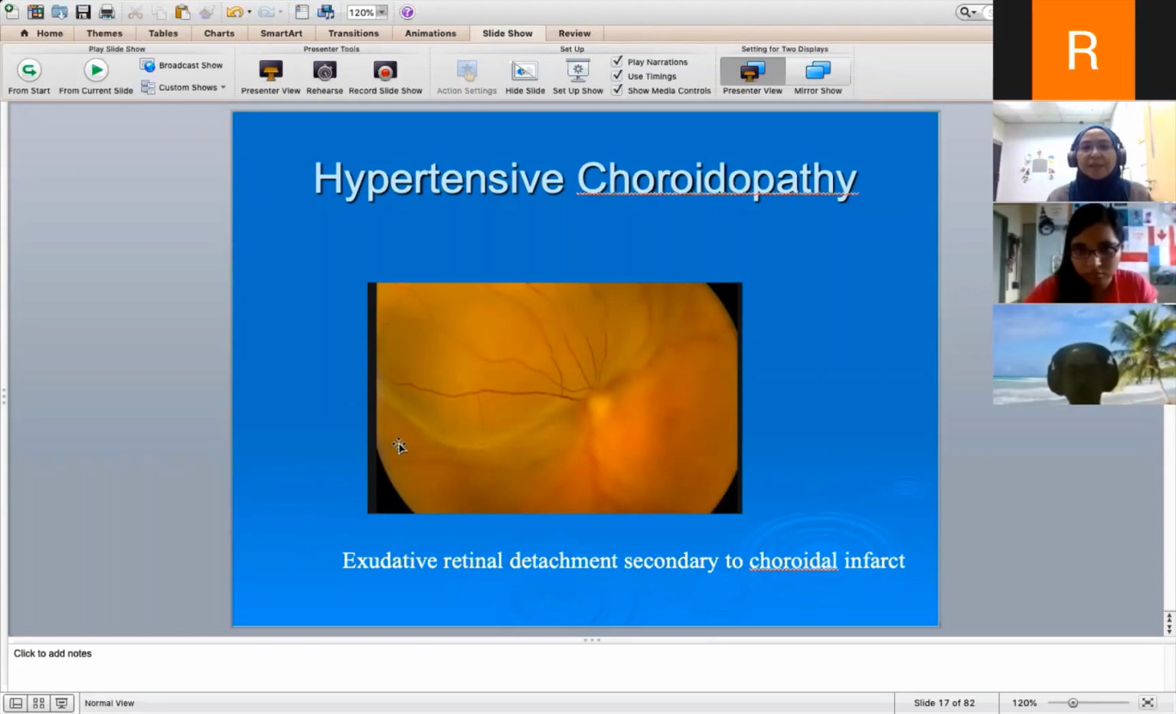Remember your retinal detachment, there are three types of retinal detachment. One is the exudative type, which is this one. There's no tear. There should not be any bleeding. All right. Vision is definitely going to drop as well because the retina is detached.